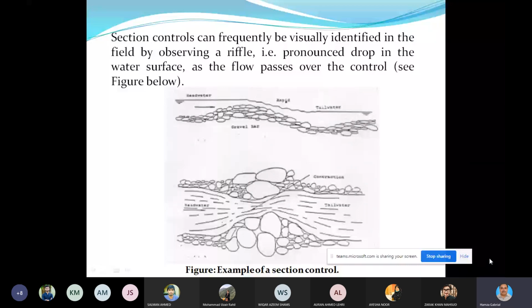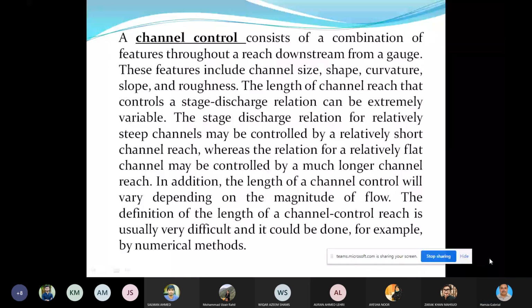Then the second type of control is the channel control. A channel control consists of a combination of features. It is not just a section of a channel, but downstream from the gauge, if you combine different features of the channel, this develops a channel control. These features can be the channel size, its shape, its curvature, its slope, and roughness.